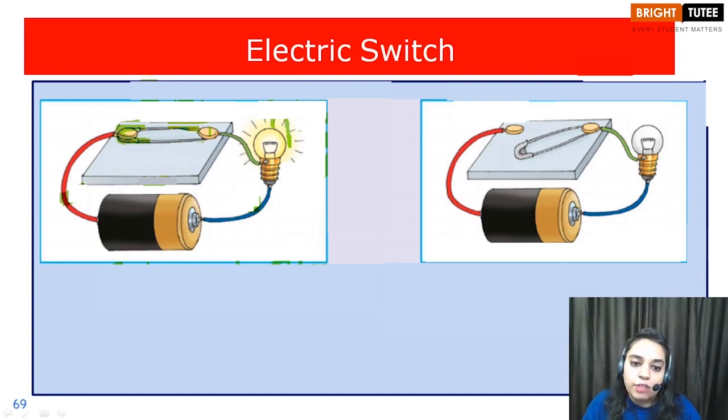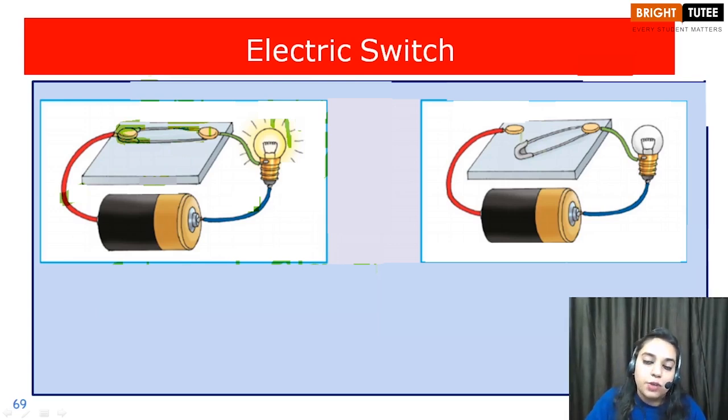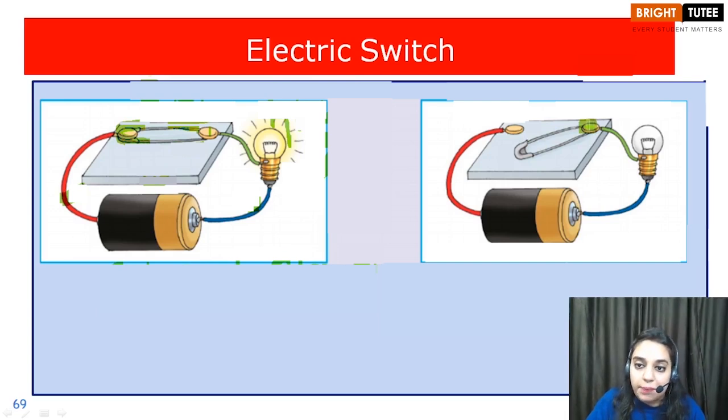What do we call it? We call it a closed circuit, whereas in the second case, you can see that the safety pin is connected to only one drawing pin. In this case, the circuit is incomplete, and so we call it the off position, and this type of circuit, children, is called an open circuit.